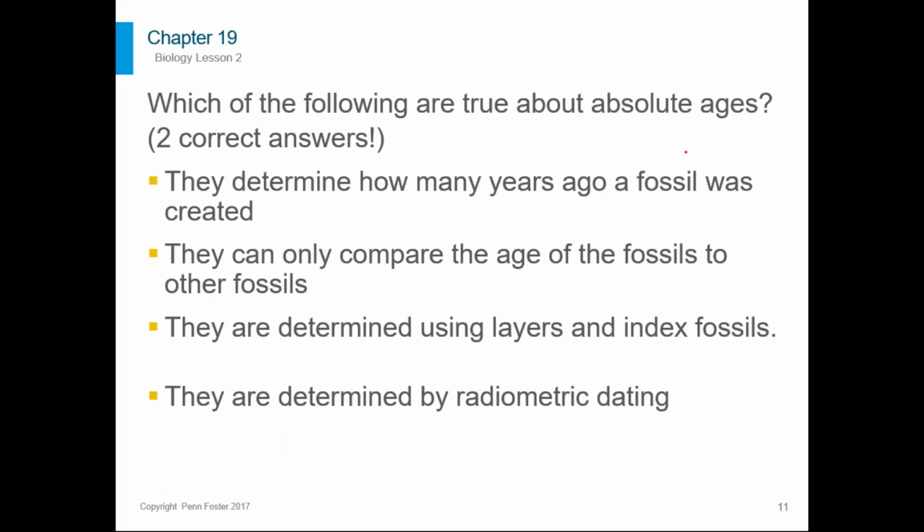So quick review of section 1 before we move on to section 2. Which of the following are true about absolute ages? So 2 of these answers are correct and 2 of them are not. So I'm going to give you a few seconds to think about it. We might want to pause the video and just kind of consider which ones are right, and then we'll go over the answers.